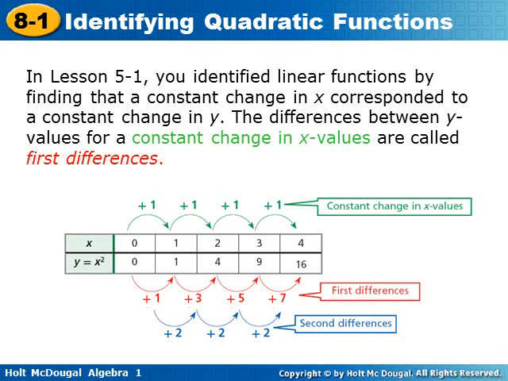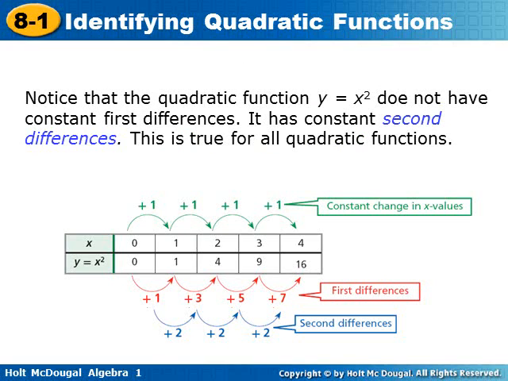The second differences are the differences between the first difference numbers. So for this quadratic, it's plus 2, plus 2, plus 2. Notice that the quadratic function y equals x squared does not have constant first differences. It has constant second differences. This is true for all quadratic functions.